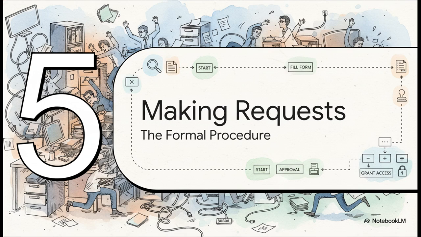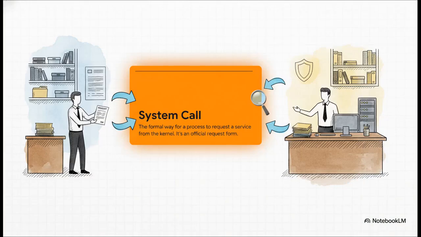So, how does a process actually ask for a file or for more desk space? Yeah, it can't just go grabbing stuff willy-nilly. That would be total chaos. Instead, there's a very specific, very formal procedure for every single request. And that procedure is called a system call. This is the only way, the one and only formal, protected way for a process to ask the kernel, our manager, for any kind of service.